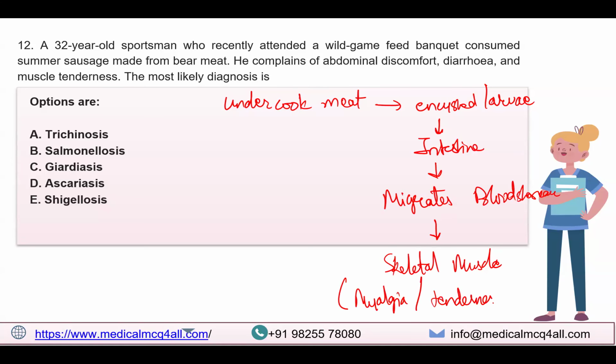Why does it go into the skeletal muscle? Because it loves vascularity, and skeletal muscles are highly vascular. The larvae will migrate to the skeletal muscle. Now, when we talk about trichinosis, this trichinosis comes in two stages.